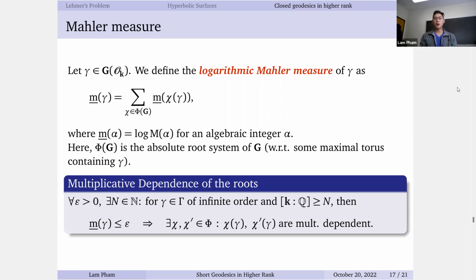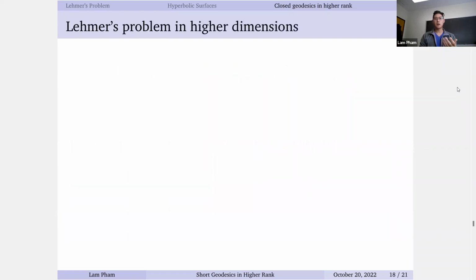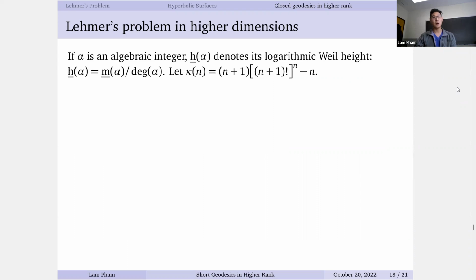Okay. Now, why is there this dichotomy between the short and the longer geodesics? I'll get to this in a moment. And we do this by introducing a higher dimensional version of the Lehmer problem. So what does higher dimensional mean in this case? Let me state this. If alpha is an algebraic integer, I have another quantity which is often associated to alpha, which is its logarithmic Weil height, and that's simply the Mahler measure rescaled by the degree.